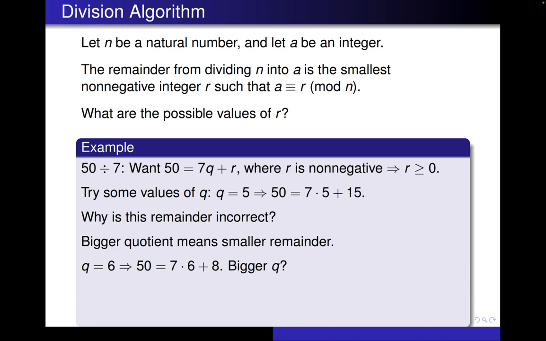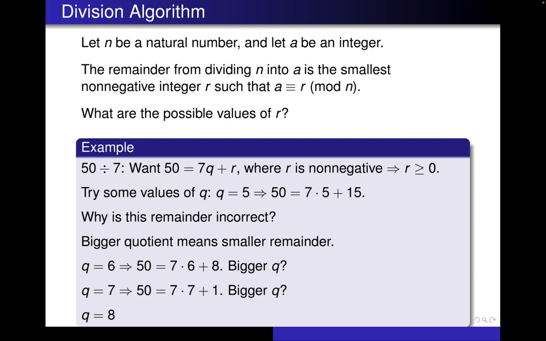If we tried q equals 6, that gave us a smaller one than 15. What happens when we use q equals 7? Well, we get 50 equals 7 times 7 plus, well, 7 times 7 is 49, so it's plus 1. So again, that gives us a smaller remainder, and again, it got reduced by 7. So it went from 15 to 8, 8 to 1. A question you might ask is, can we get a bigger q and a better, smaller remainder? Well, we already know the answer is no, but let's try it anyway.